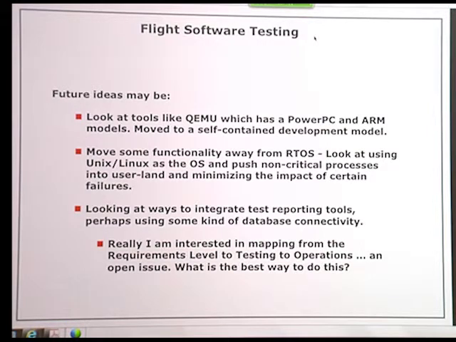Some ideas that some people here at JPL have are moving towards Linux and pushing non-critical processes into user land and minimizing the impact of certain failures. This is more at the sort of software development level in trying to reduce the impact of certain failures. Looking at ways to integrate testing tools using some kind of database connectivity, and then again really mapping from requirements to testing operations. How can we really tie all of these things a lot tighter together?